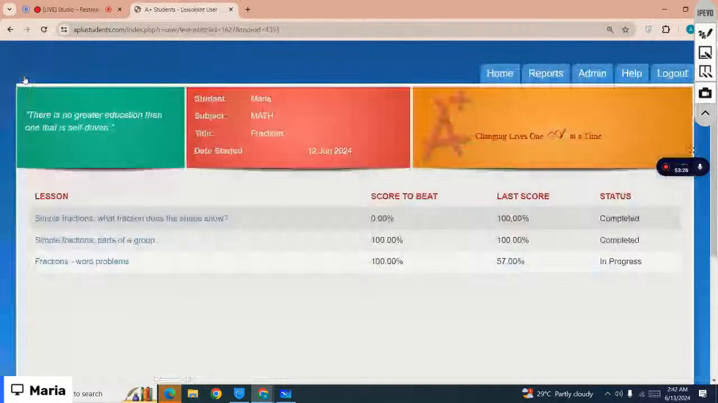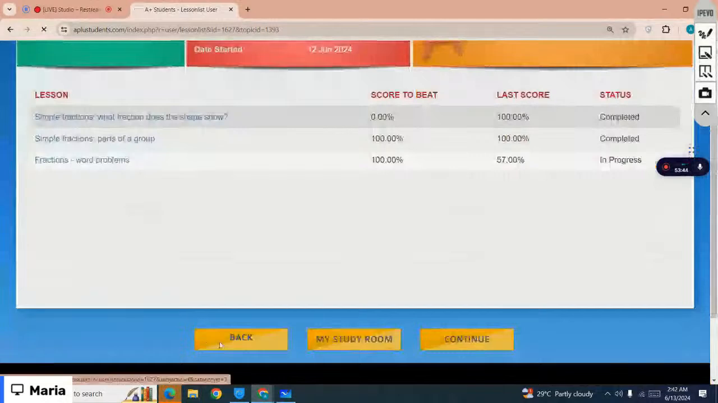So we were working on grade 1 math. The chapter we were working on is fractions. The lessons we have covered today are simple fractions, what fraction does the shape show, parts of a group, and fractions word problems, right? So please make sure before the next session you complete all the practice questions for the lessons we did today. That is your homework until the next session.